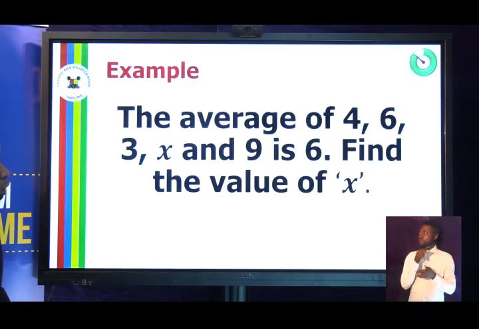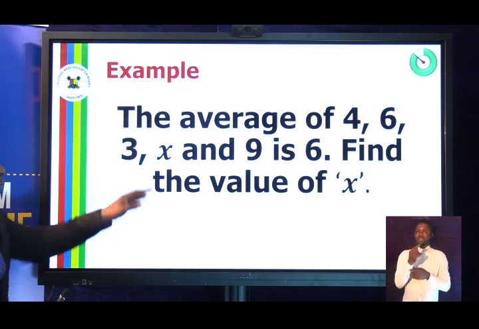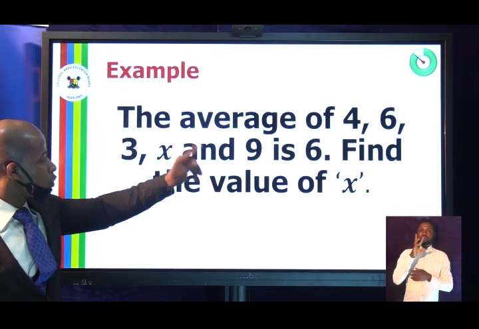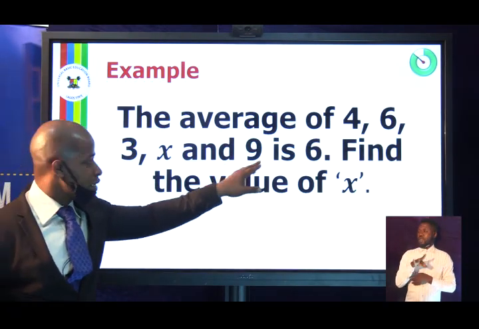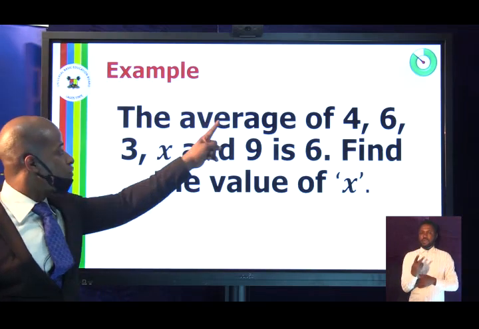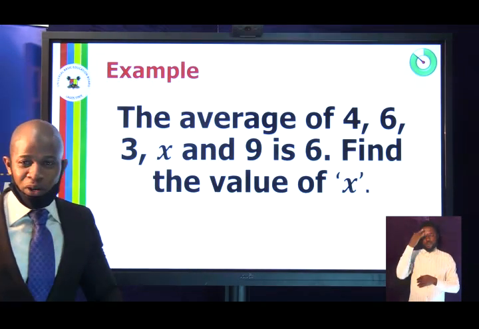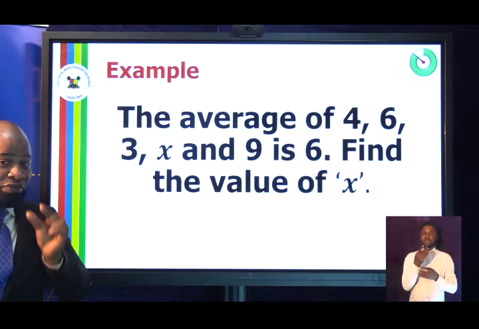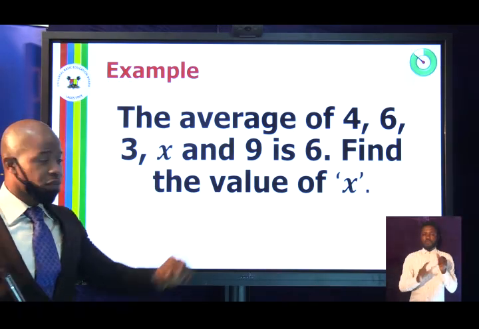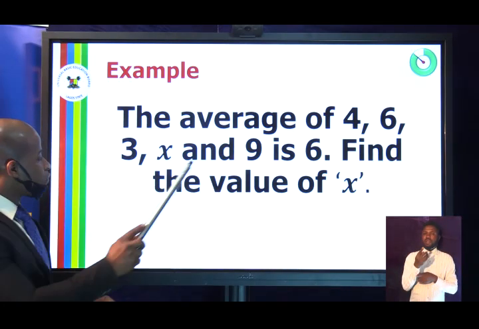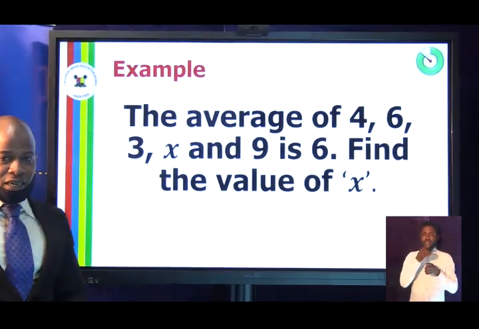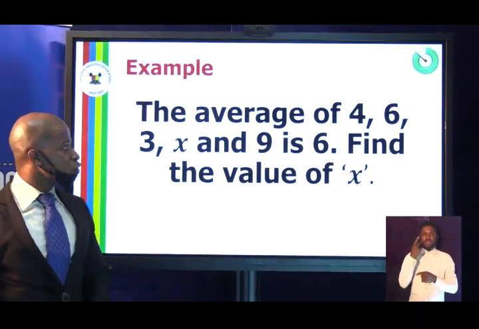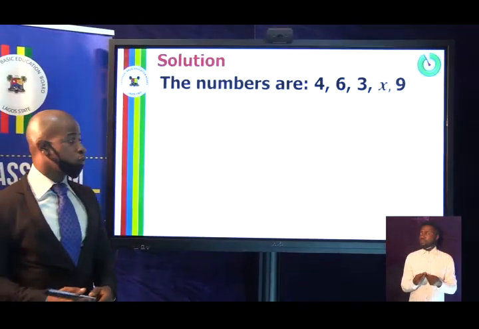Let's see an example of this in practice. The average of 4, 6, 3, x and 9 is 6. The average is 6. We know the average, and that average is the value that is equal for everybody. Now find the value of x. We don't know this x, it's a missing data, but we know the average. So let's see how this one is going to be solved.